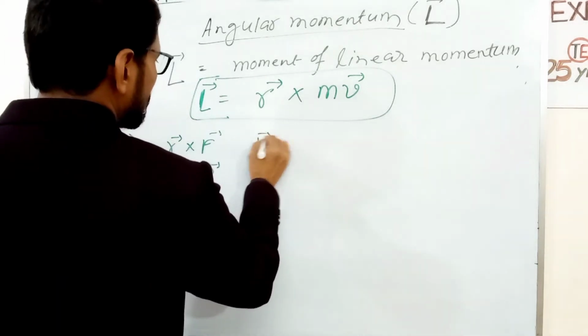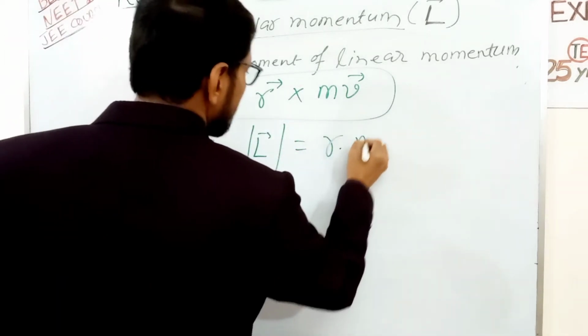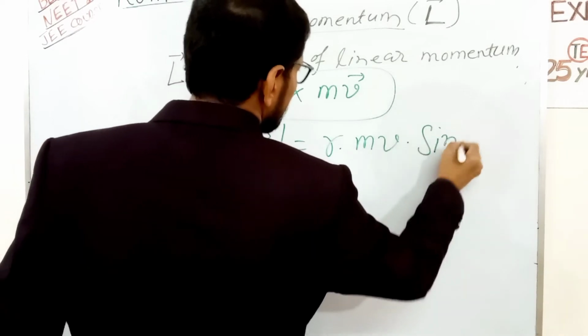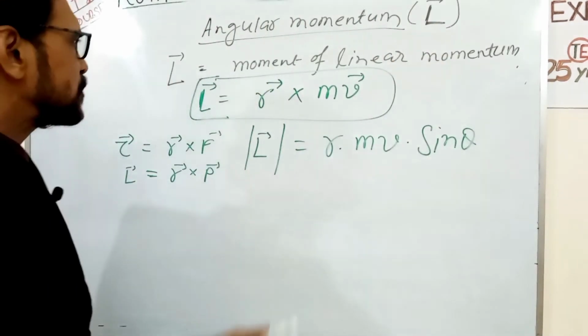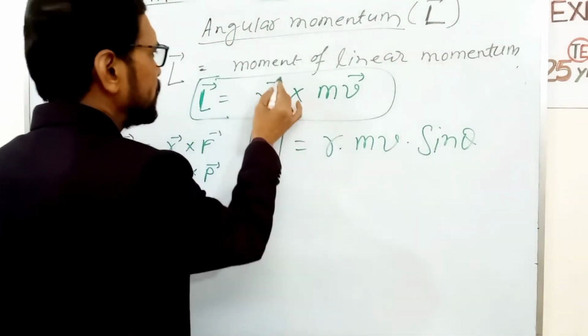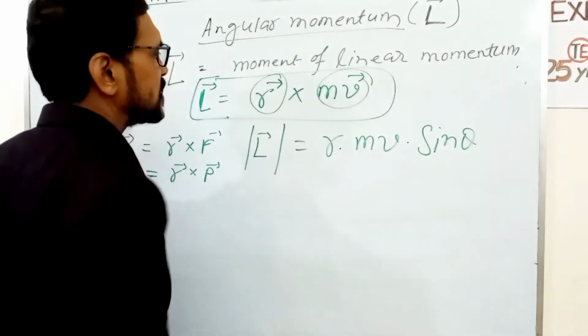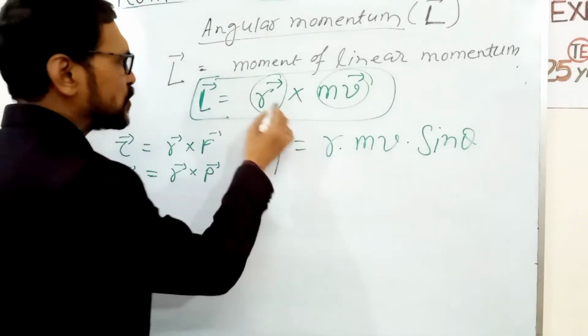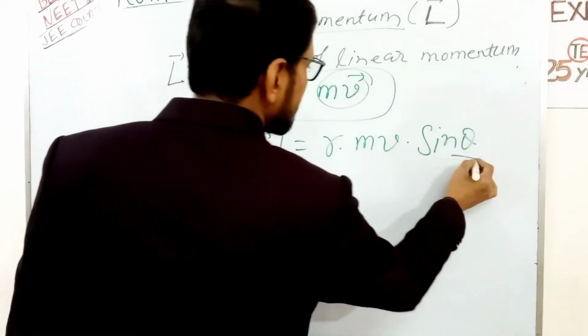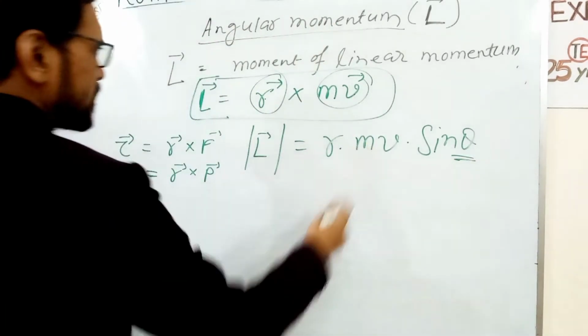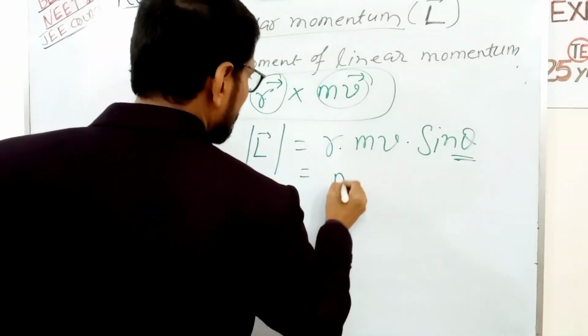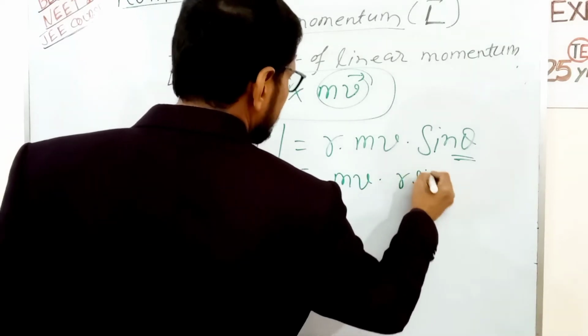So magnitude equal to r mv sine theta. What is theta? Theta is the angle between r and mv. Here there are two vectors, r and the velocity vector or momentum vector. So the angle between the r vector and the momentum vector is theta. So magnitude is r mv sine theta. Now this is equal to mv r sine theta.